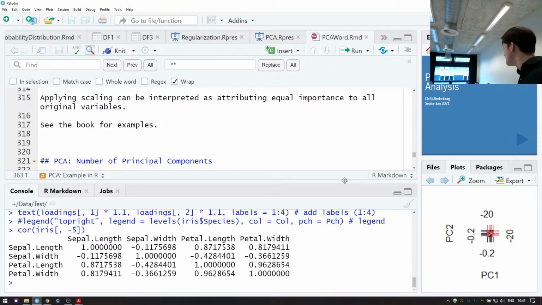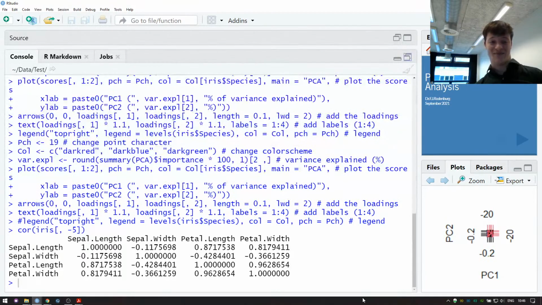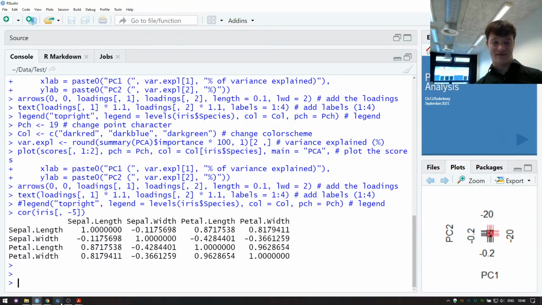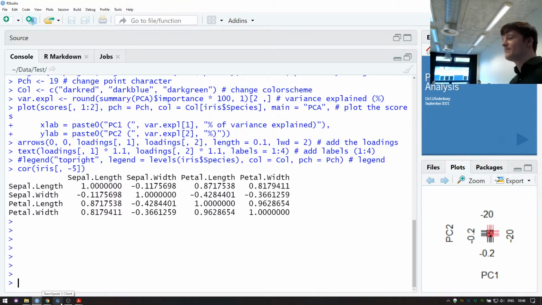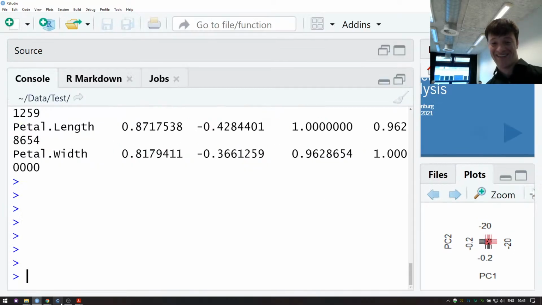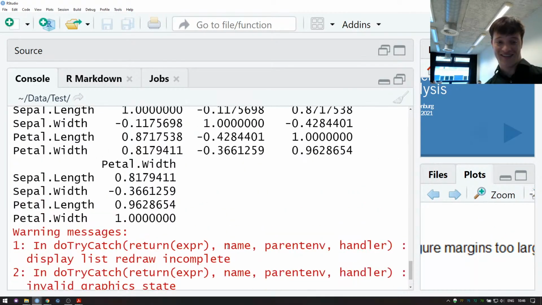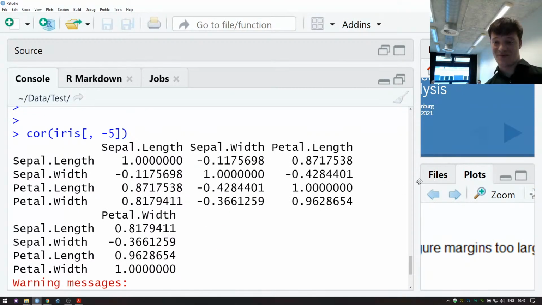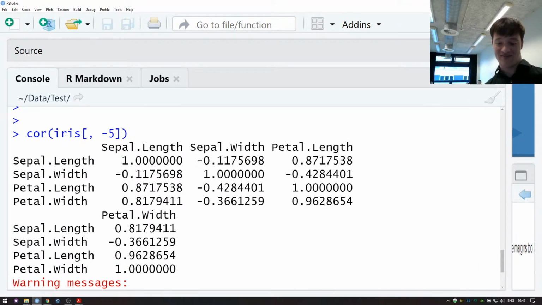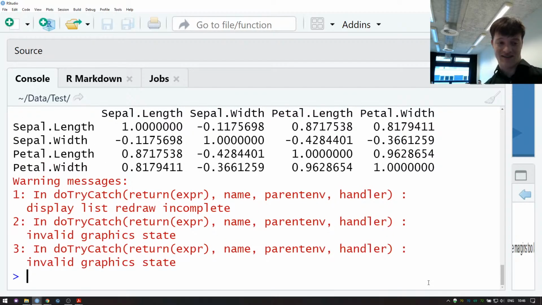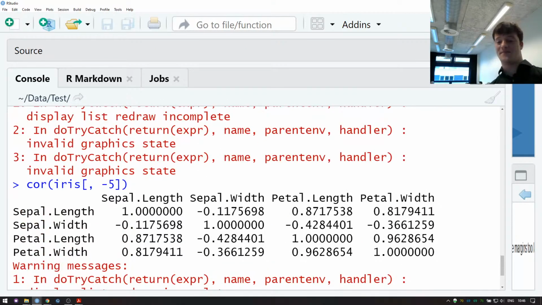Is it readable? Too low, maybe? Still too small? I mean, I can make it as big as you want. Yeah, it's not much better this way, maybe like this. Yeah, there we are.